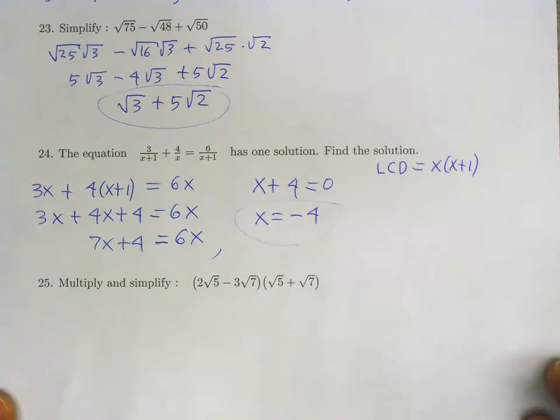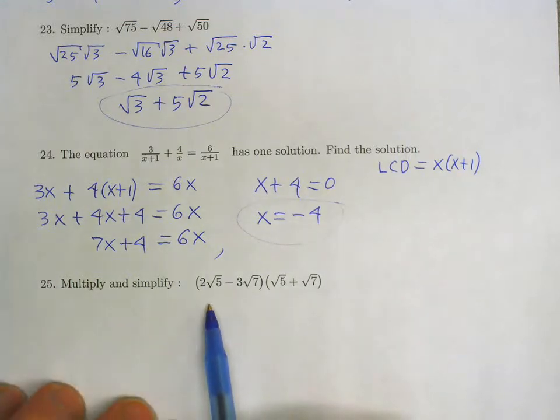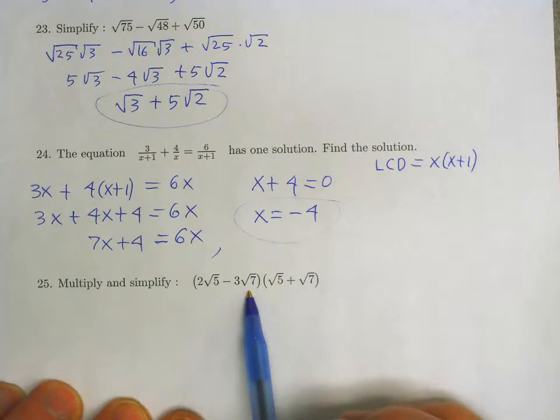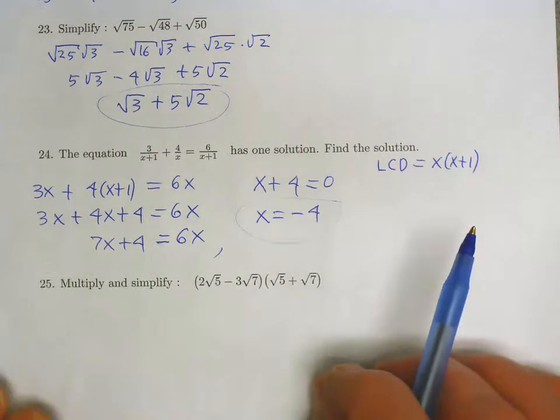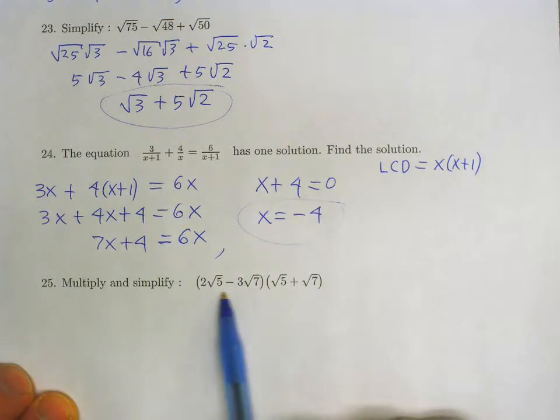And the next problem, multiply and simplify. So we're multiplying the quantity 2 times the square root of 5 minus 3 times the square root of 7 by another quantity, the square root of 5 plus the square root of 7. So multiply these two expressions the same way that you would multiply two binomials. They are similar to binomials in that sense.